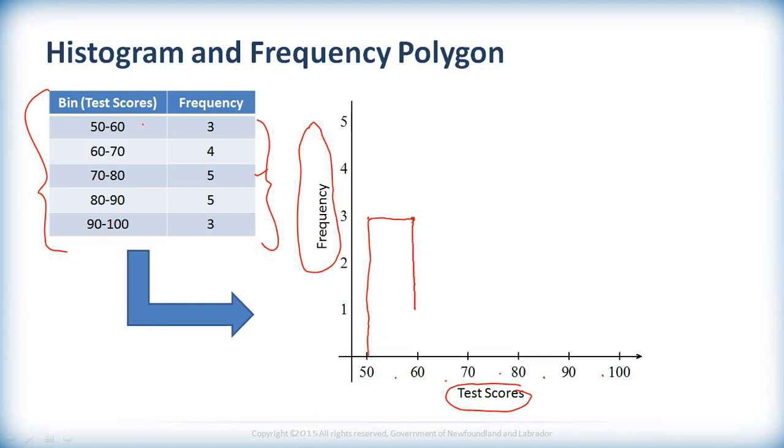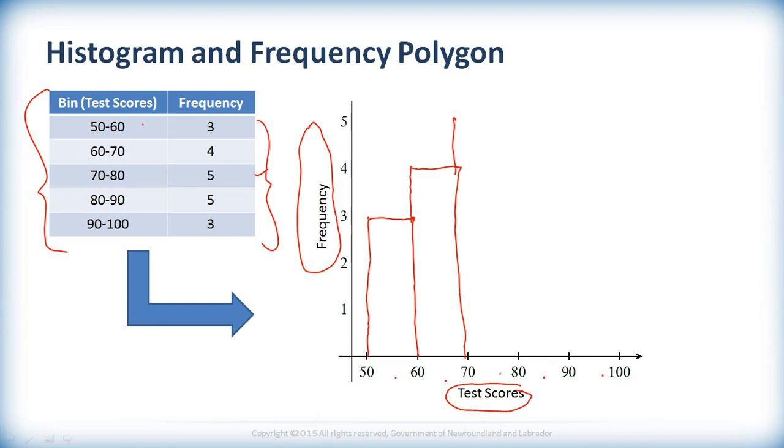So we've got to draw a rectangle for 50 to 60 that has 3 in it. And then for the 60s to 70s, so the 60s interval, we've got to go up as high as the 4. So it's going to look more or less like this. That's the world's ugliest rectangle. And then for 70 to 80, we've got to go to 5.